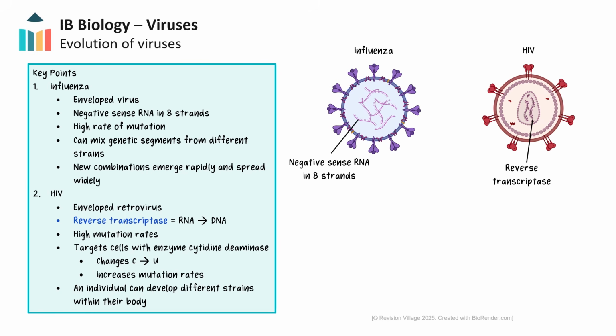A person infected with HIV can develop different strains within their body due to this high mutation rate, which can help it evade the immune system, evolve antigen proteins to invade new cell types, as well as quickly evolve to resist antiviral treatments. This ability to evolve rapidly helps a virus adapt to new hosts and survive changing environments. It also presents major challenges for controlling viral diseases and developing long-lasting vaccines.